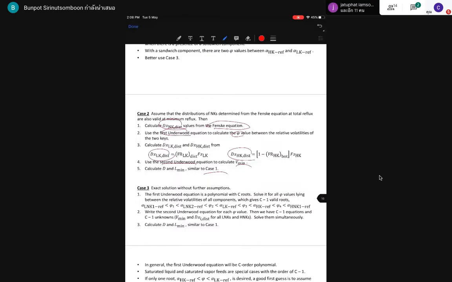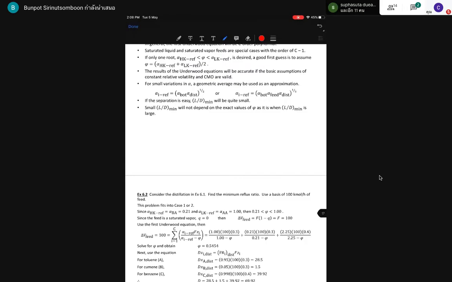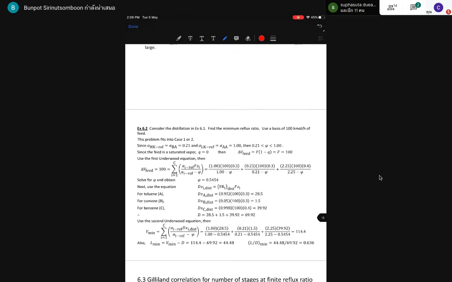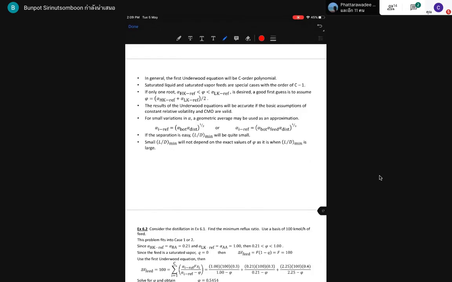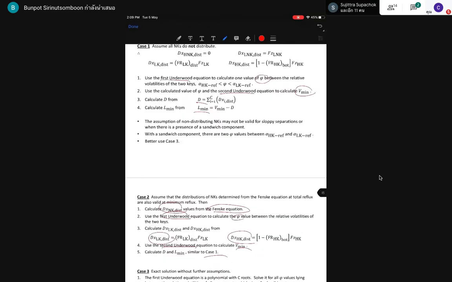Let me go a bit quickly here. For example, in this case, they have three compounds, A, B, and C. Right here, hold on a second. They use information from example 6.1.